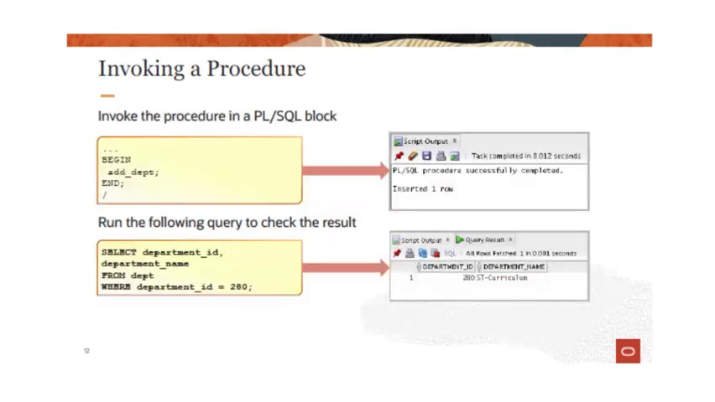The slide shows how to invoke a procedure from an anonymous block. You must include the call to the procedure in the executable section of the anonymous block. Similarly, you can invoke the procedure from any application, such as a Forms application or a Java application. The SELECT statement in the code checks to see whether the row was successfully inserted.